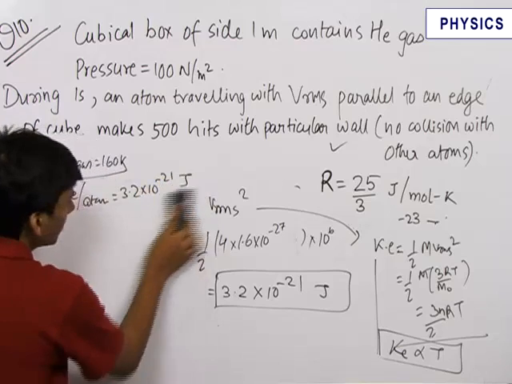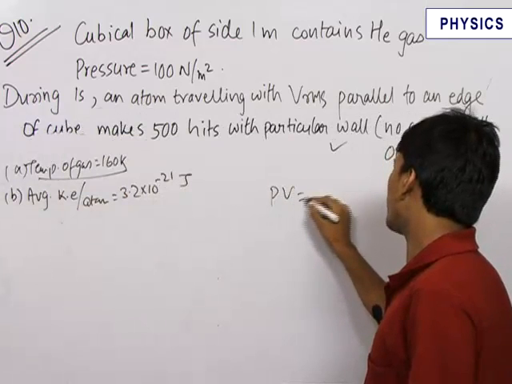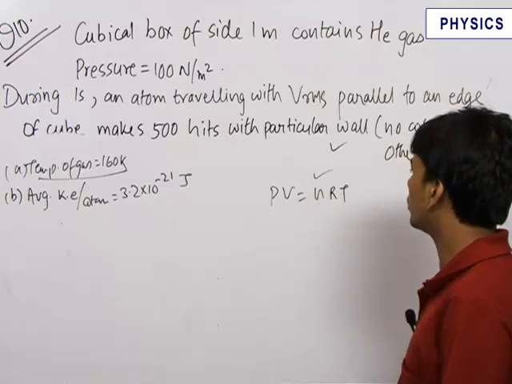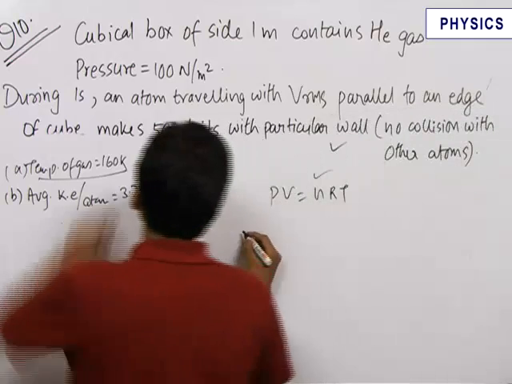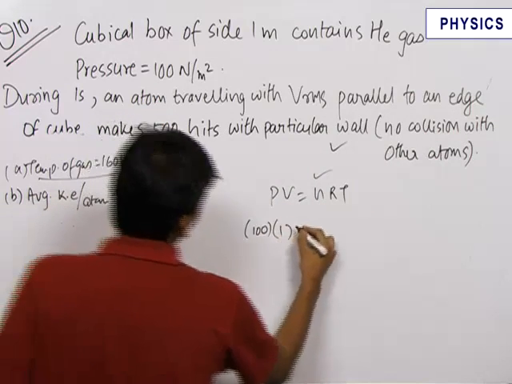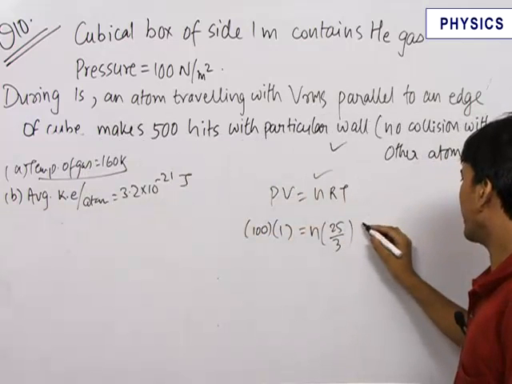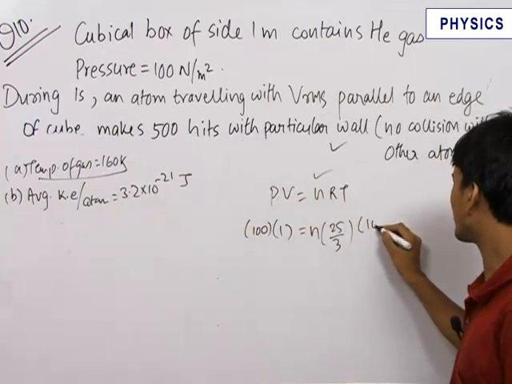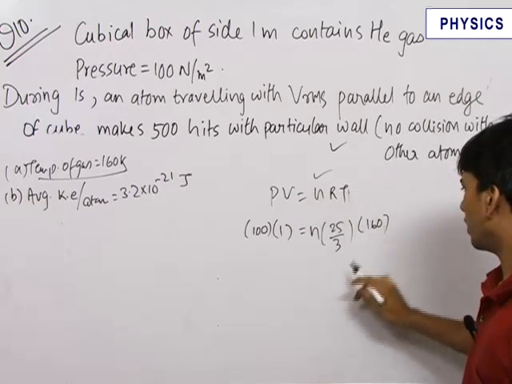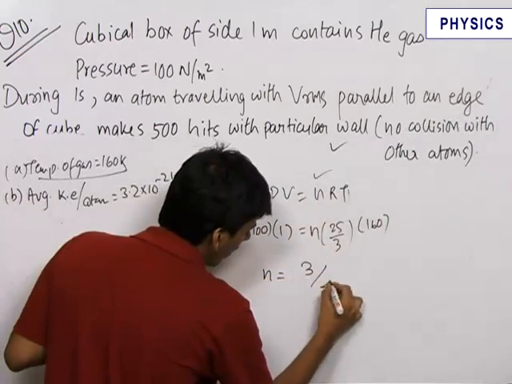Now for the third part, we need to find out the total mass of helium gas in the box. Therefore we use the formula PV is equal to nRT, since we aim to find out the number of moles of helium in the box so that we can find out the total mass. Pressure is given to be 100 newtons per meter square. The volume of the box is 1 meter cube. This is equal to n into 25 by 3, that is the value of R, into T. The temperature came out to be 160 Kelvin. In this formula also, temperature is always written in Kelvin. Therefore from here we get the number of moles is equal to 3 upon 40.